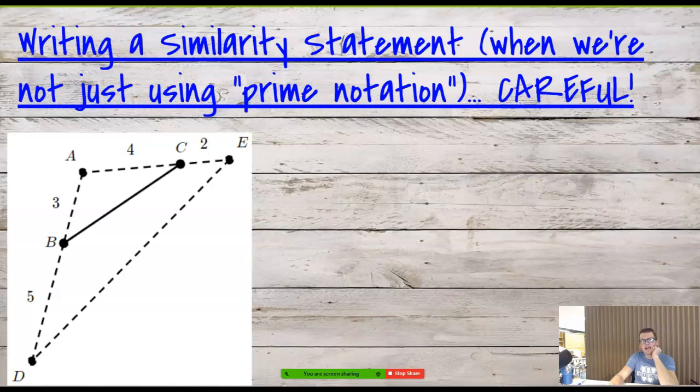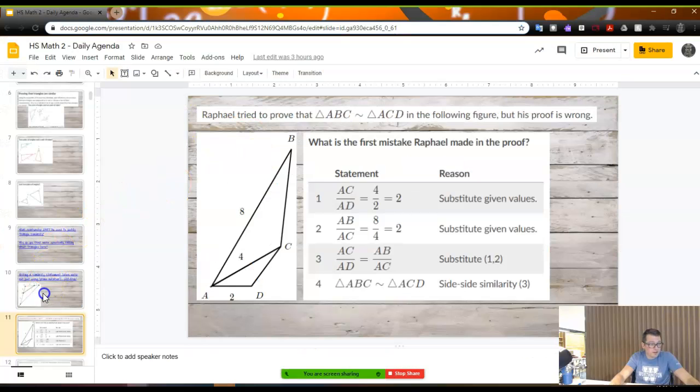If we were asked to write the similarity statement here, we have a shared angle, right? The shared angle is always going to be congruent to itself, like an angle is congruent to itself. What's the order? Take a moment, try to write this order on your paper. Sorry, I'll move this a little bit because my recording button is in the way.